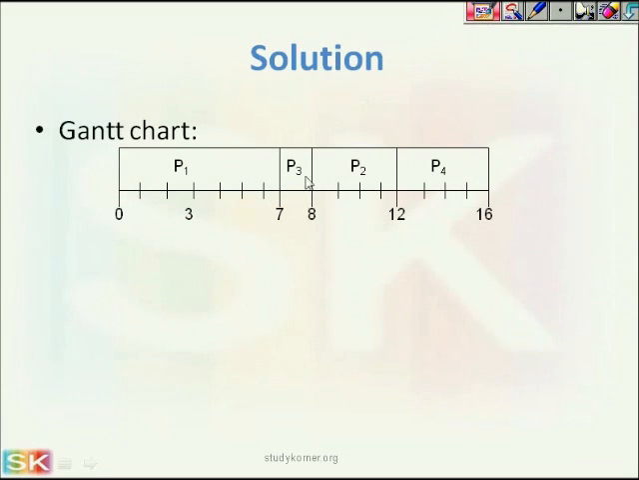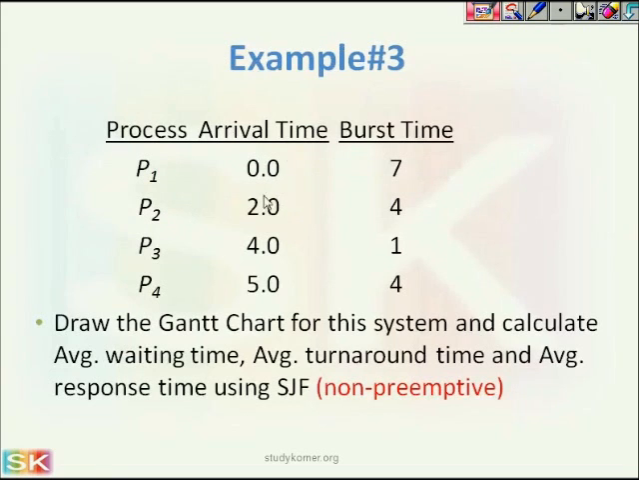P3 will be executed for 1 second, and at time 8 you will be having P2 and P4 with you. So out of P2 and P4, P3 is completed, right? So at 8 seconds P2 and P4 are there, and both of them have the same burst time. So how to remove this conflict? The next priority can be their arrival time.